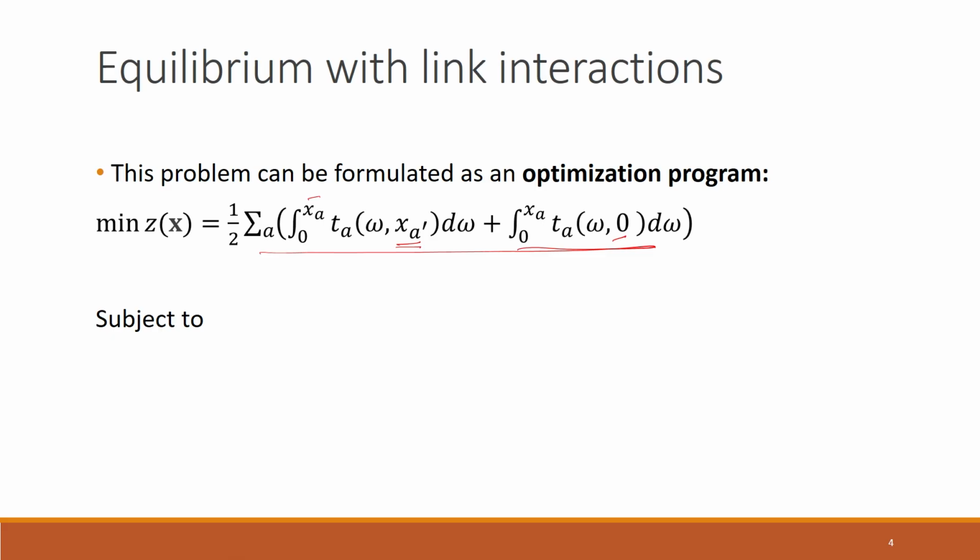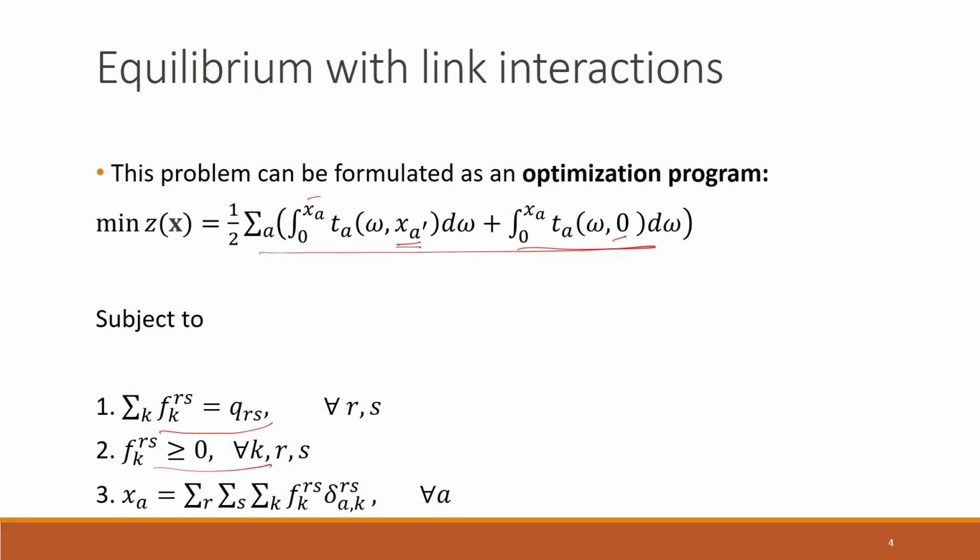So, this was the objective function, and then we have the constraints. The constraints are exactly the same that we had seen for the user equilibrium problem. So, this is the constraint that the sum of the flows on different paths connecting any OD pair RS is equal to the demand on that OD pair, and this is the condition that the path flows have to be non-negative, and this is saying that the flow through link A is the sum of the flows of different paths that are passing through it, okay.